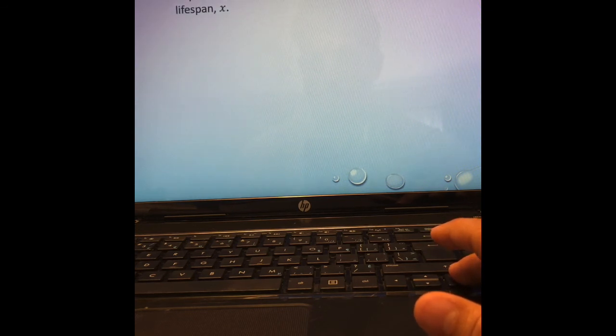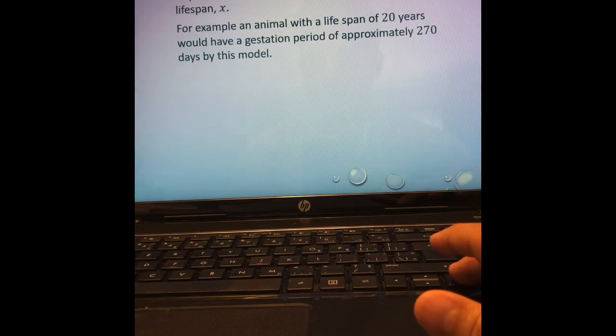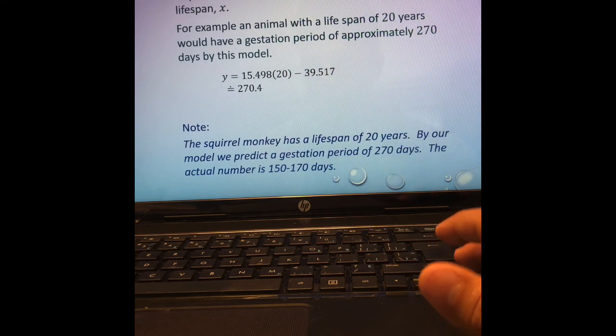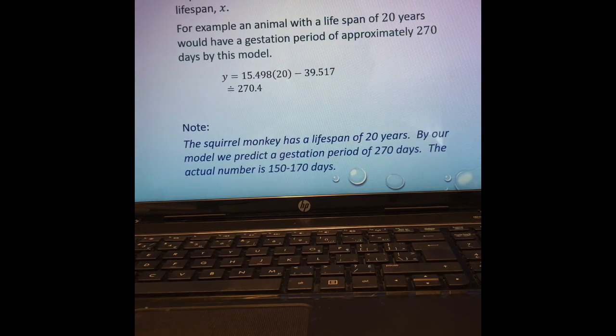And you move on to sub in X, solve for Y. So lifespan of 20 years, sub in for X, solve for Y. You get 270 days by this model. So you just sub in, as shown there. You could also solve for Y if you wanted to, and solve for X. Now, the sub in for 20 years and solve, that actually is an animal, the squirrel monkey. You predicted 270, the actual number is 150 to 170.